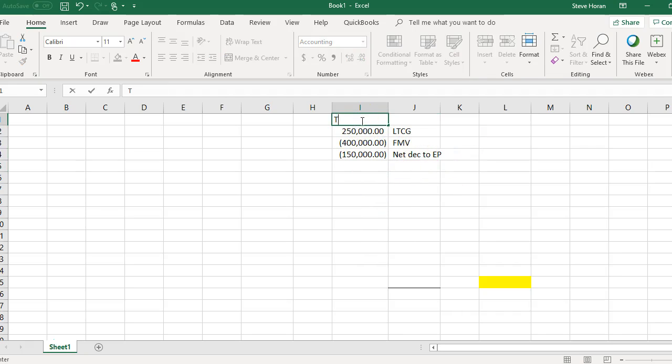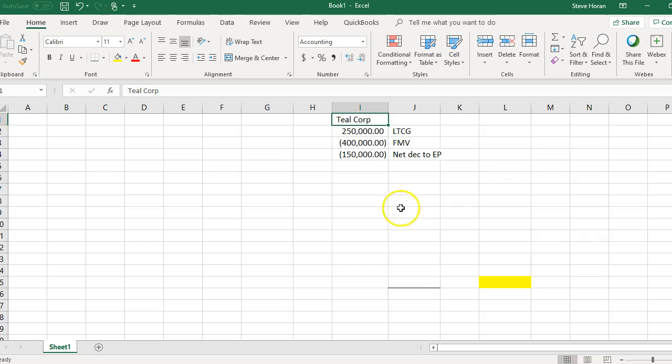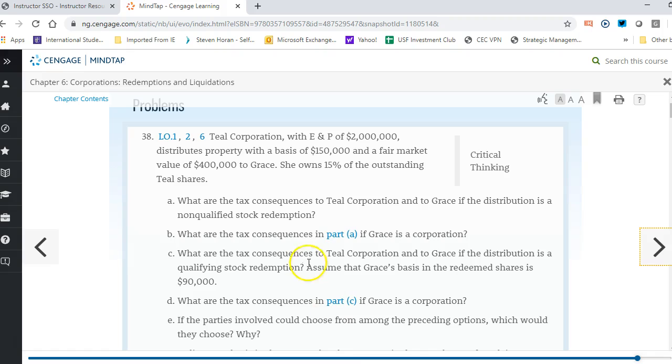This is for Teal. So this is Teal Corp. And this will be the situation for all the answers. They're going to give us several categories of answers here and do a lot of what ifs. No matter what Teal does with this distribution, this is the net decrease to their E&P, okay, on the distribution. So that will never change. So after that, the questions kind of deal more with Grace and how the situation would be treated to Grace. So Grace, in this example, is an individual, and she receives a non-qualified stock redemption.